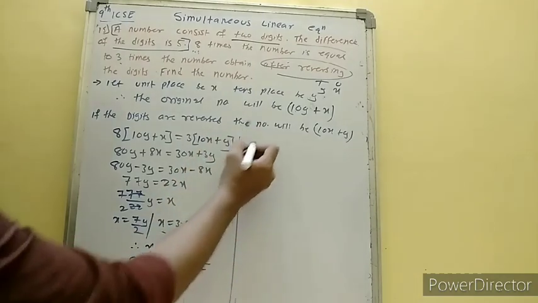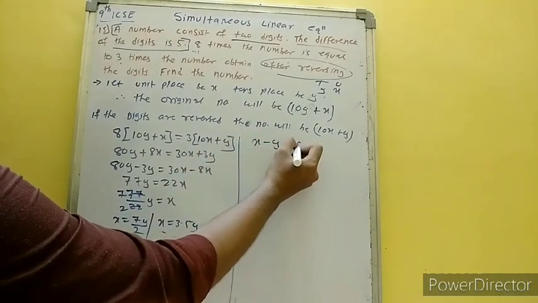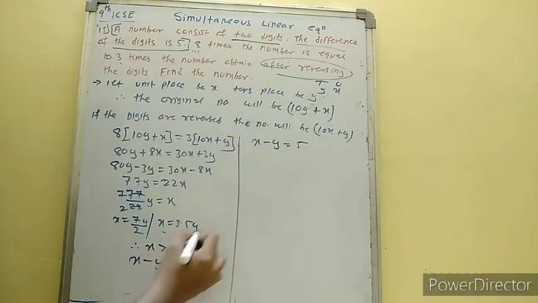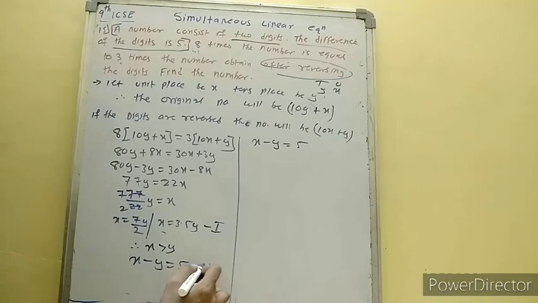Also write over here x minus y is equal to 5. This is 1. This is equation number 2.